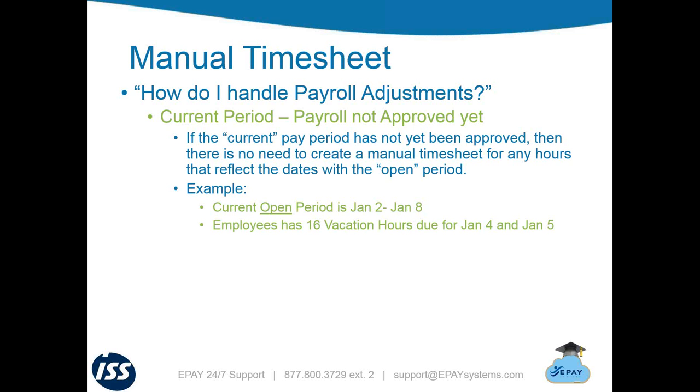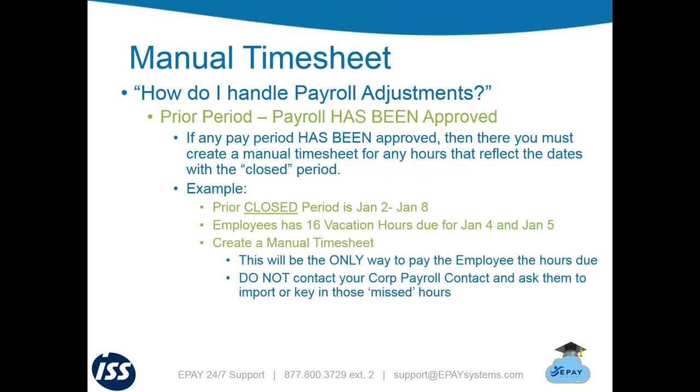Now, furthermore, on the flip side, if it's a prior period in which payroll has already been approved and essentially closed, then it is permissible to go ahead and create a manual timesheet. So the example here: the closed period is January 2nd through the 8th, and those same vacation hours are due on the 4th and 5th. In that case, I'd go in and create a manual timesheet. And once again, this is the only way to pay an employee for those hours due.